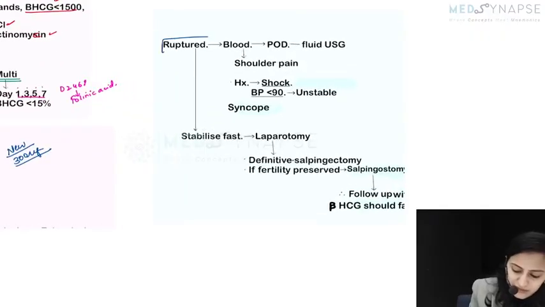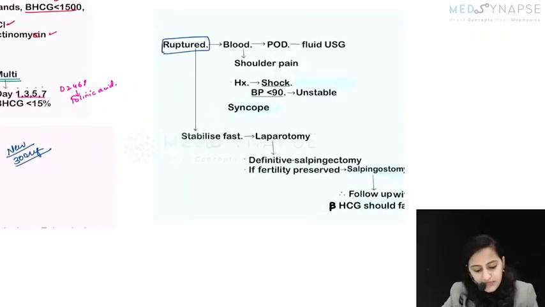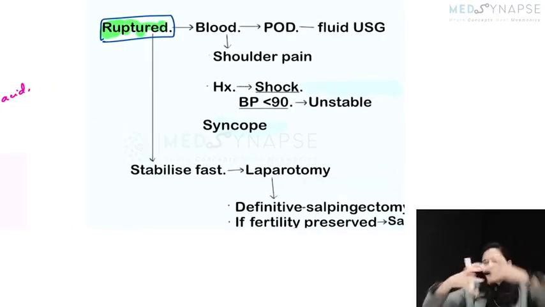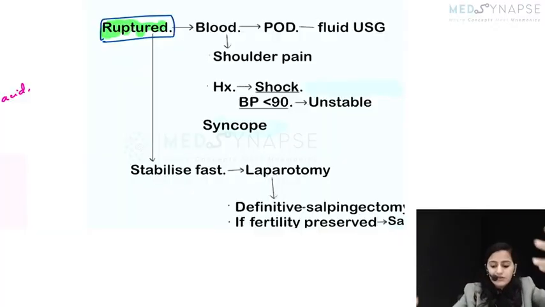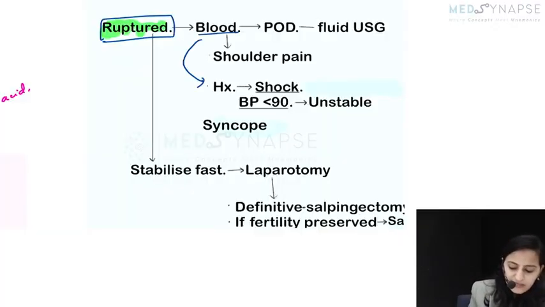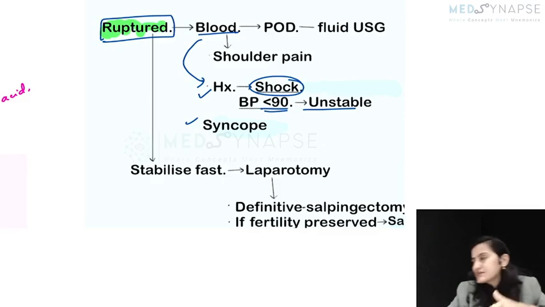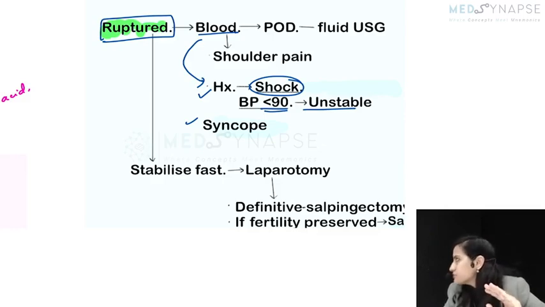In a ruptured ectopic, how will you know that the ectopic is ruptured? Either by the clinical sign. If the ectopic ruptures, there will be bleeding, hemorrhage, so there will be shock. That means blood pressure less than 90, suggestive of unstable. So complaints, features of shock, syncope are indirectly telling you that it is a ruptured ectopic.